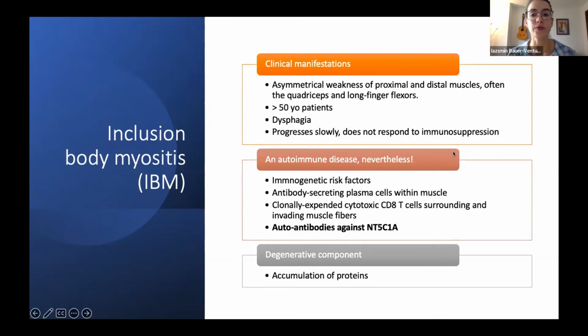We don't know any treatment that works for inclusion body myositis, and it doesn't seem like they respond to any immunosuppressant. There's a lot of discussion: is this a degenerative disease like Alzheimer's, but for the muscles, or is this an autoimmune disease? Our understanding today is that this is an autoimmune disease. We even have an autoantibody for it, with degenerative components. We don't know what comes first, but this is an autoimmune disease, again, with accumulation of abnormal proteins that we believe is related to the degeneration of the muscle as well.